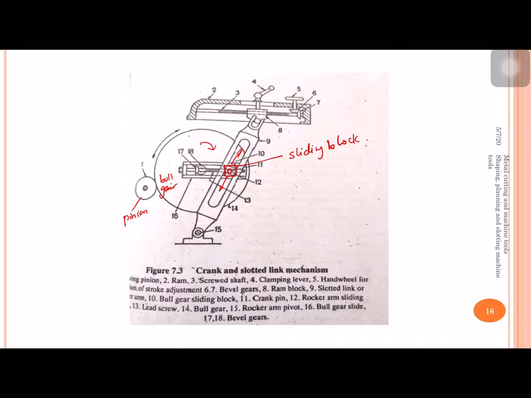When this sliding block is moving in this slot, then this lever, oscillating lever, is oscillating, and it is transferring the motion to this ram. And the ram is going to have the forward motion. Once the forward motion is completed, then you will have the return motion, return stroke.